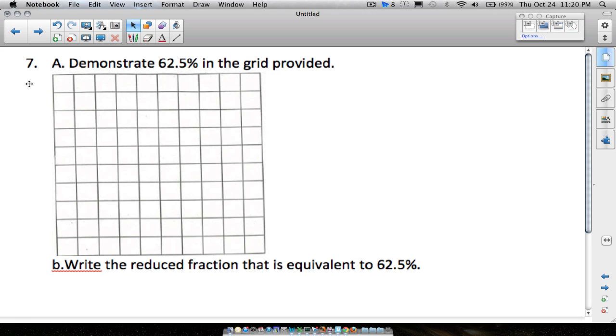So, question A, 7A, demonstrate 62.5% in the grid provided. Well, how many squares do we got? Looks like 100. How can we say that so fast? Well, if we count 1, 2, 3, 4, 5, 6, 7, 8, 9, 10, that's 10 columns. We have 10 columns because I counted 10 across. And how many rows do we have? 1, 2, 3, 4, 5, 6, 7, 8, 9, 10. We got 10 rows as well.